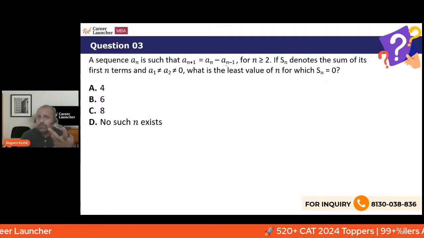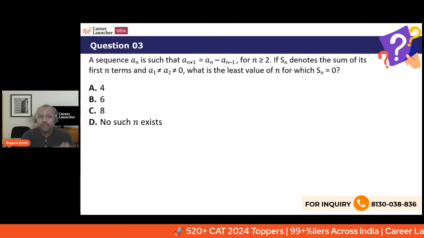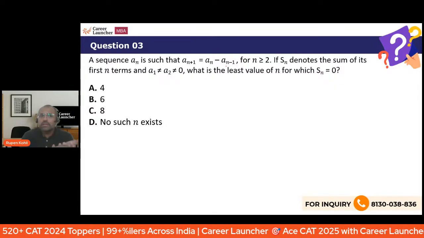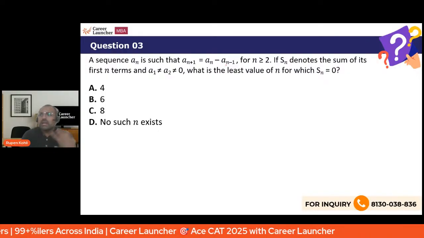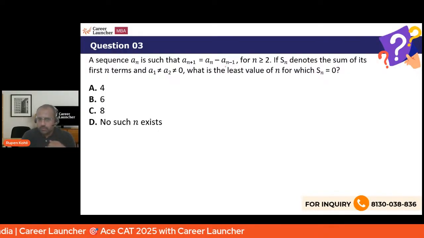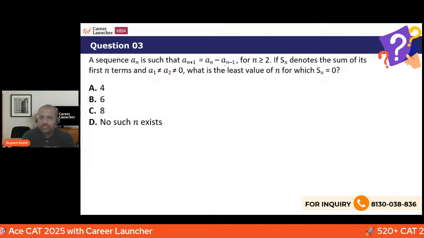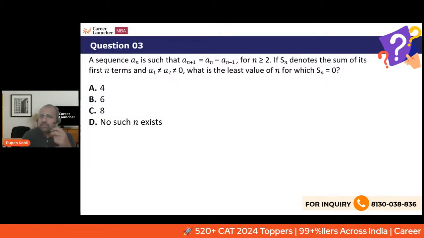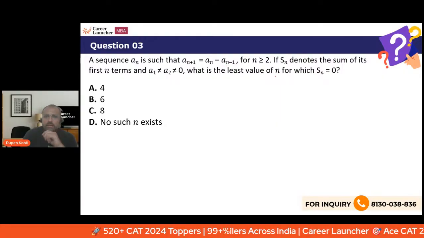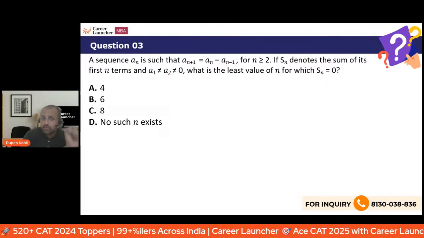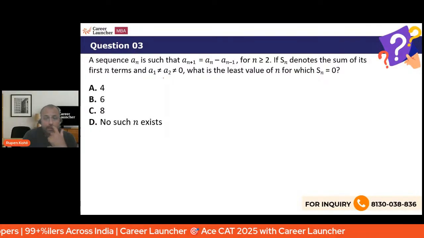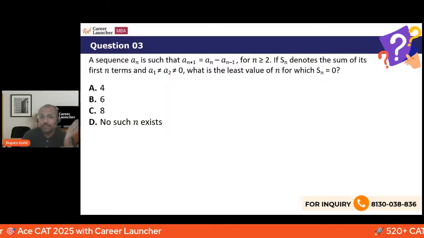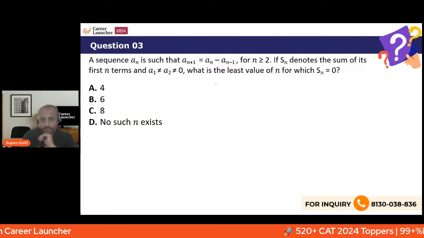To initialize this sequence, I need the first two terms, right? The first two terms are the starting points, the initial values without which we cannot start getting the values of the terms, right? Once those values are known, then the third term and onwards, each term is the difference of the previous two terms. And we are asked that if the first two terms are non-zero and not equal to each other, then when does the sum of the first n terms become 0 for the first time? Because what is the least value of n, right?